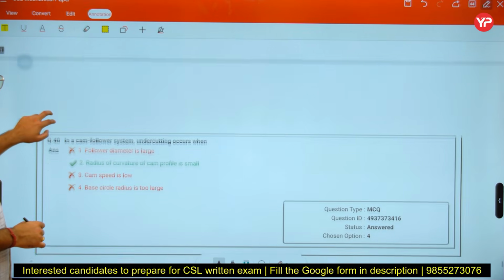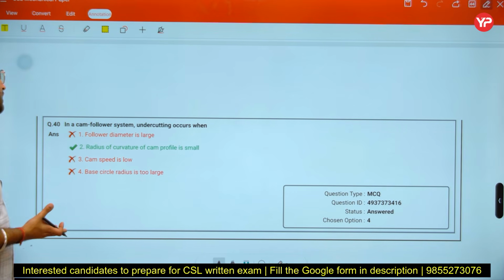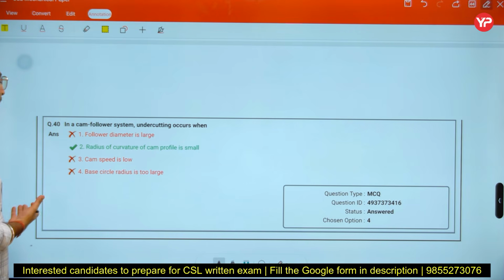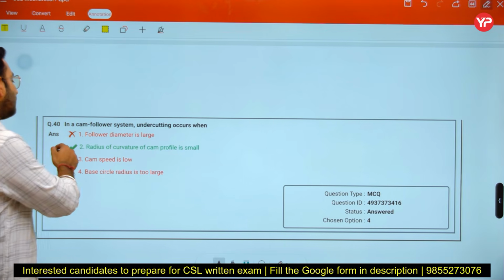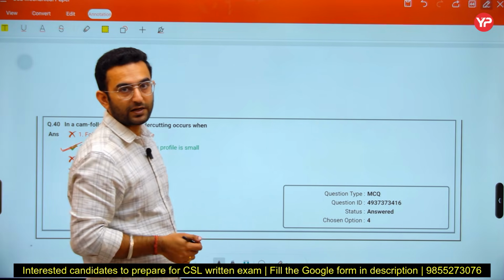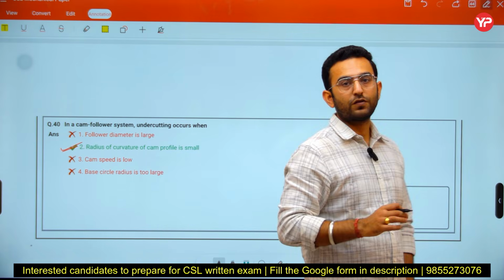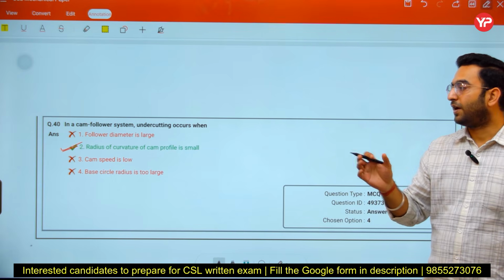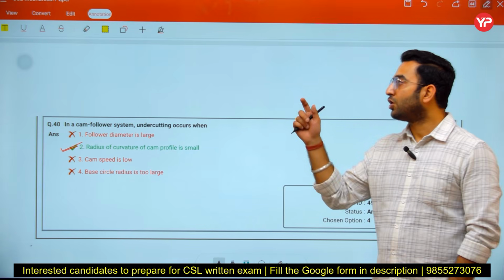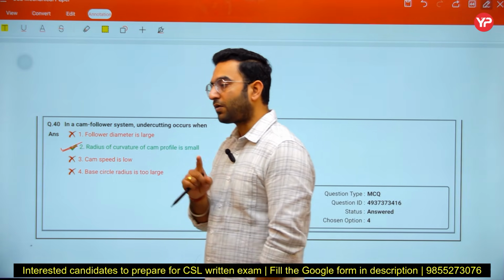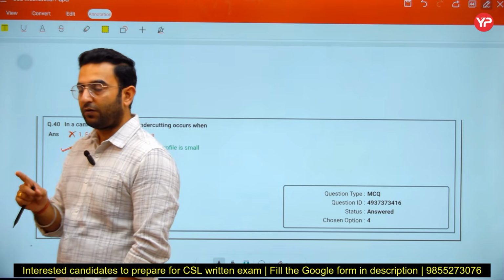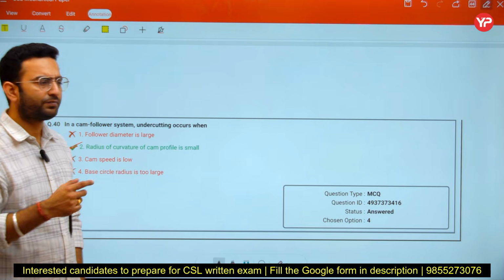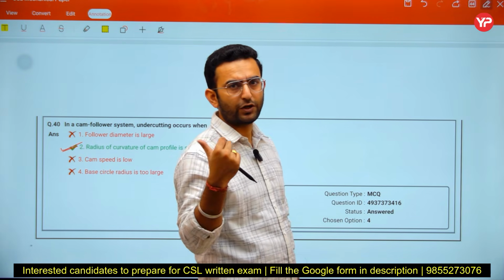Next part, last question. In a cam follower system, the undercutting occurs when the follower diameter is very large, radius of curvature of the cam profile is small, cam speed is low, or base circle radius is too large. In this case also, option number 2 is the correct answer. If the radius of curvature is very small, you are going to see undercutting occur, due to which failure can take place. In this exam paper, there is only one objection, that is question number 8, I think, related to the bolt.